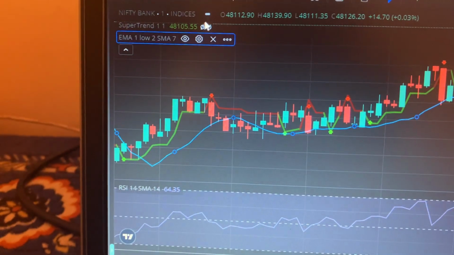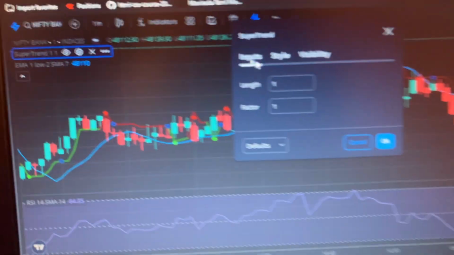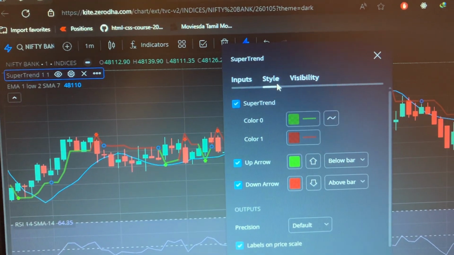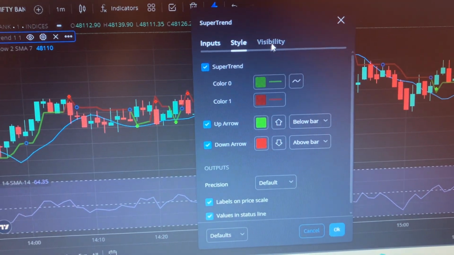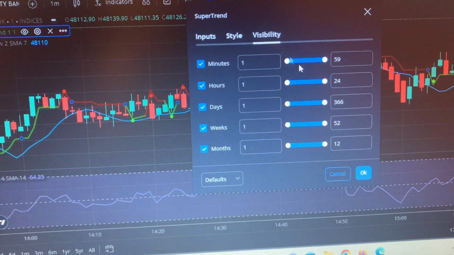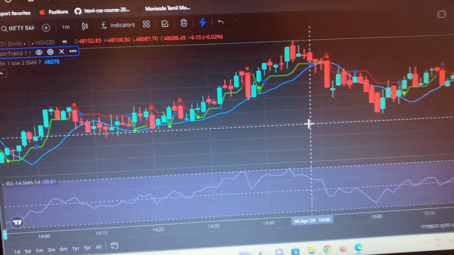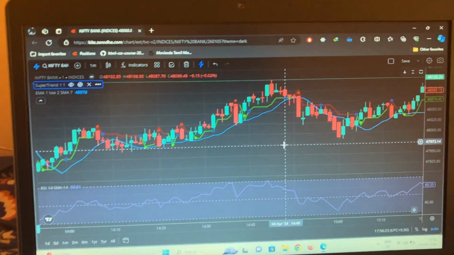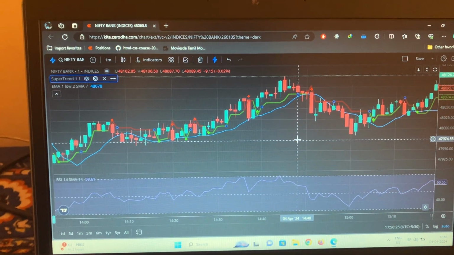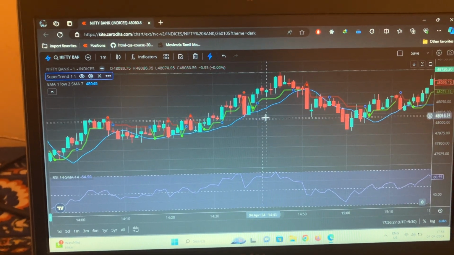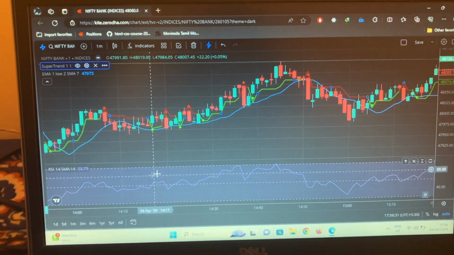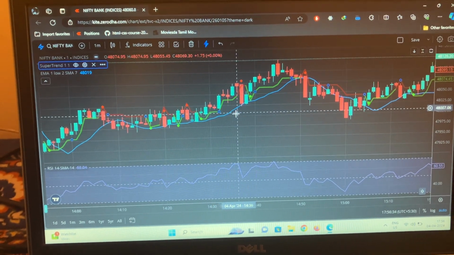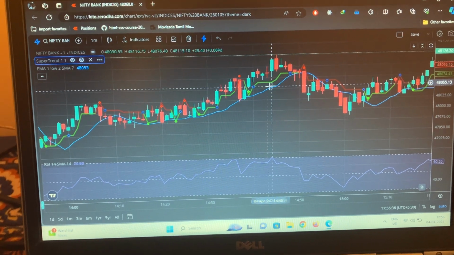And then the other one is Super Trend. Inputs nothing, style nothing. I'm just keeping it as it is. Click on OK. Now I hope you are able to see the three lines in the chart: one is the RSI line, one is the EMA line, and one is the Super Trend line.